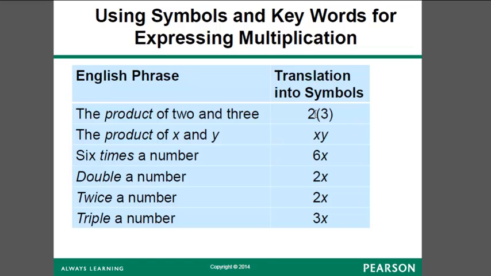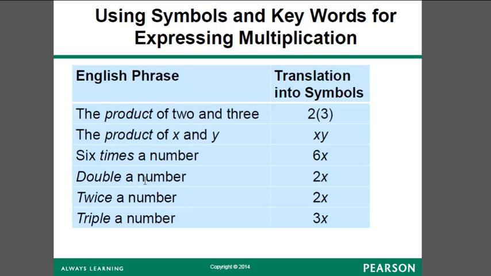If you have a letter next to a variable, or if you have a number next to a parentheses, those mean multiplication. If there's no symbol in between it, it does mean to multiply. So the product of 2 and 3 means 2 times 3. The product of x and y means x times y. 6 times a number, 6 times x. I could have used n here.